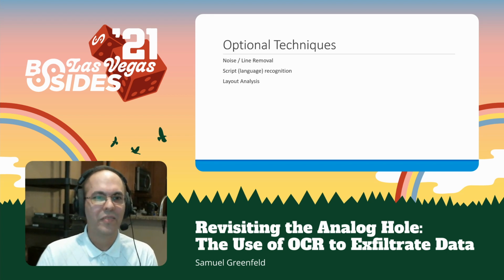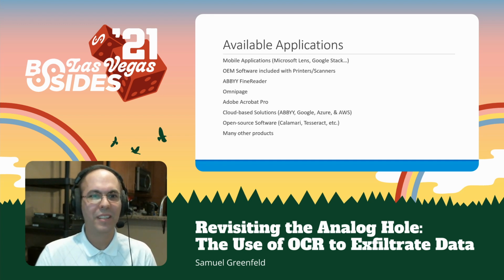Work with your invoices and other information, and then we'll go from there. There are plenty of available applications for doing this. You may have mobile applications such as Microsoft Lens or Google Stacks, original equipment manufacturer software included with printers and scanners. The ABBYY company makes a wide range of software, ranging from cloud-based solutions or stuff you can include with your own product to the OEM solutions mentioned above.